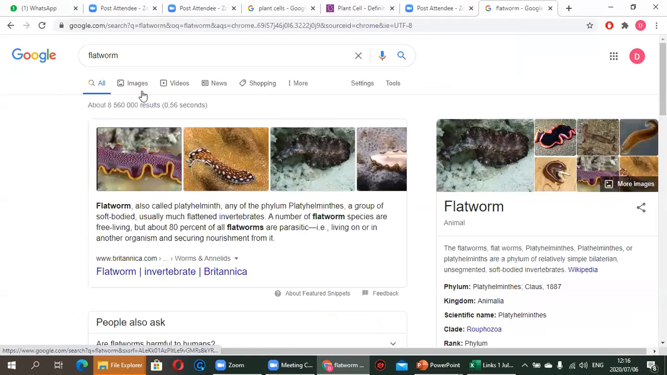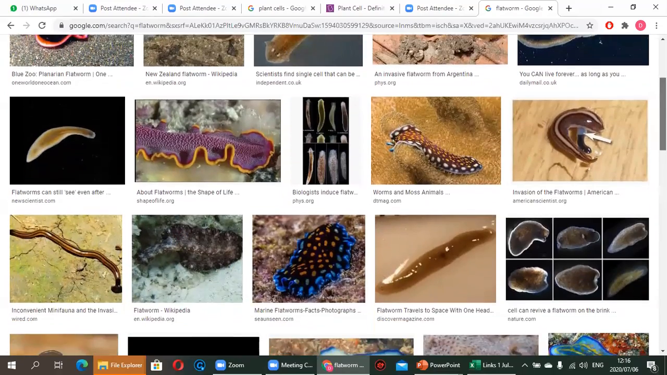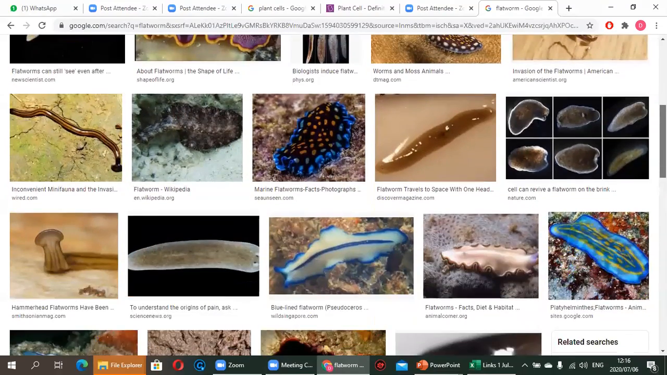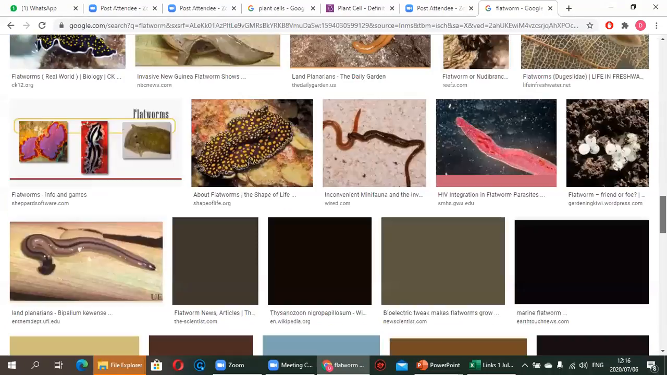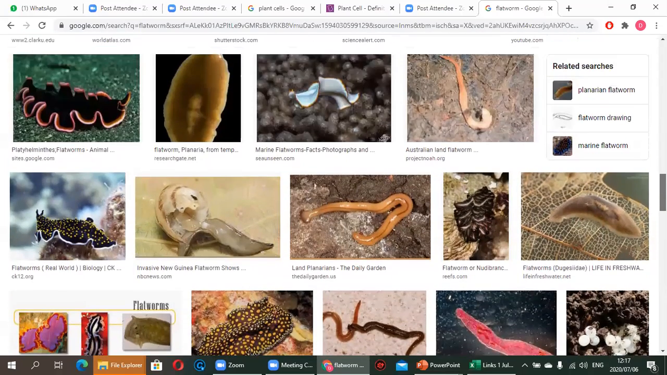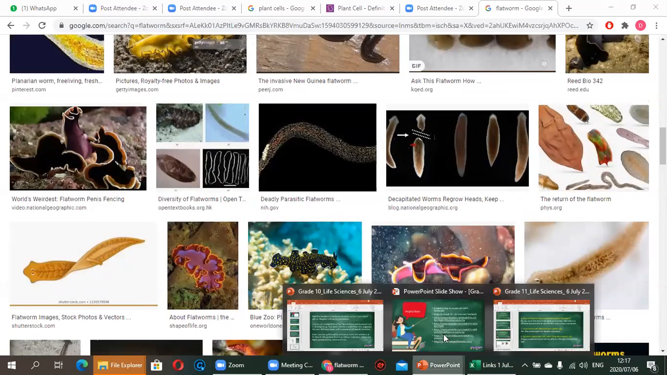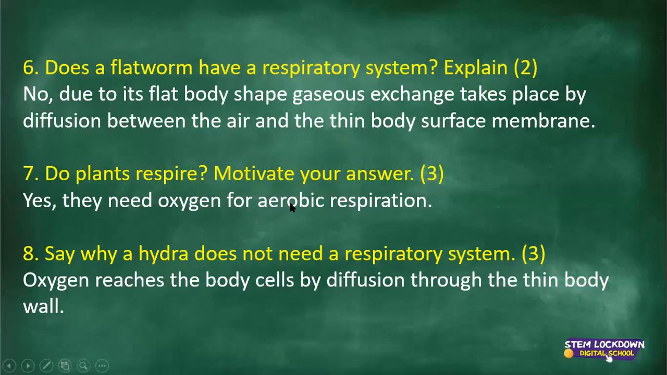Flatworm. Do you see how flat it is? It's literally really flat. These are flatworms, so the word describes it correctly. It's flat. Those are all examples of flatworms. I was just trying to show you so it can be clearer as we learn. So, do flatworms have a respiratory system?